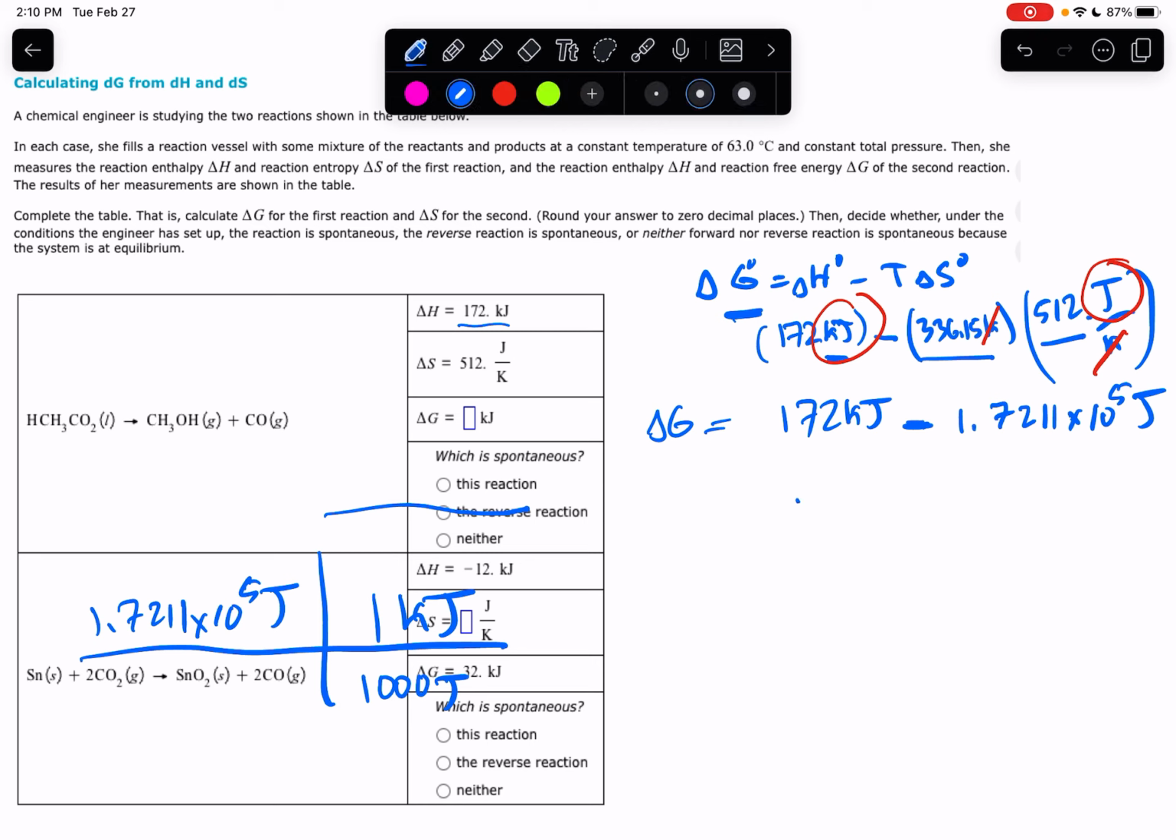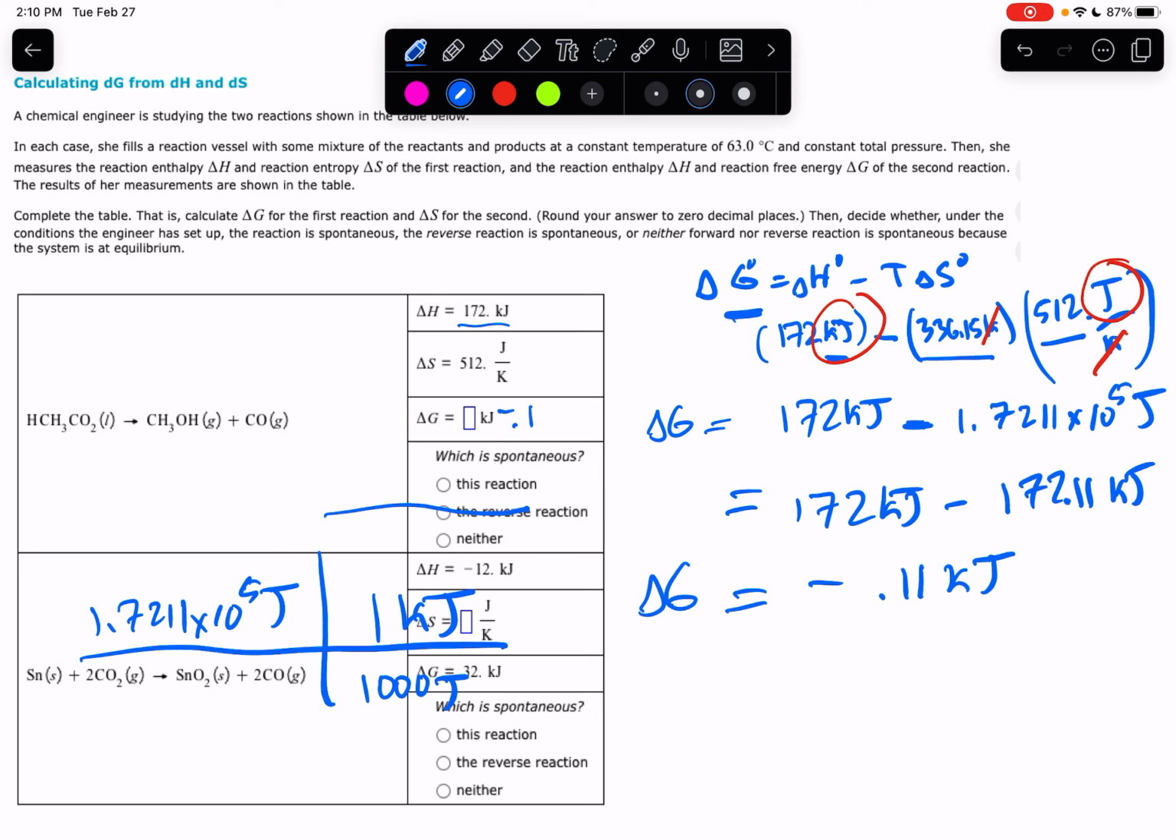172 kilojoules, subtract 172.11 kilojoules. Now, if you do the math on those two things, this is 172 minus 172.11. We typically want to keep as many significant figures to the very end. We're going to end up with a negative 0.11 kilojoules for our change in G. So that's going to go right here. Negative 0.11 kilojoules. Now, I'm going to get rid of this right now all over here.